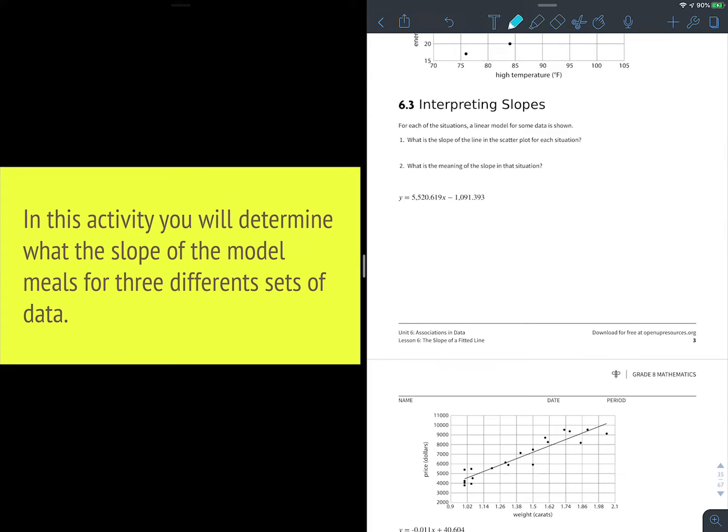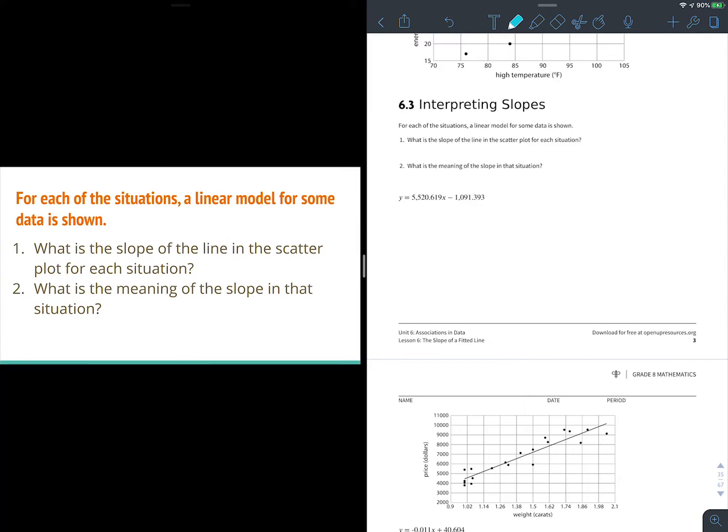So in this activity, you're going to determine what the slope of the model means for 3 different sets of data. You're going to first identify what the slope of the line in the scatter plot is for each of the situations, and then you're going to say what it means. So just like we did on that last slide, it means for every increase in 1 mile, the model predicts that the price is going to decrease by that given dollar amount. You want to write a written sentence to represent what your slope actually means. Pause the video, take a moment, and then you're going to do those and we'll come back together.